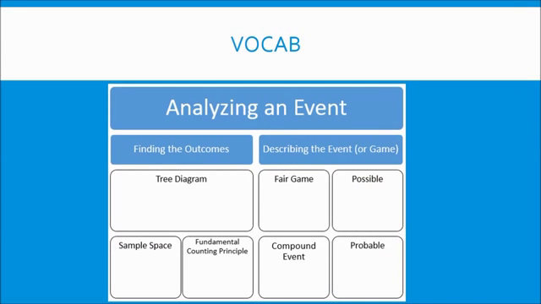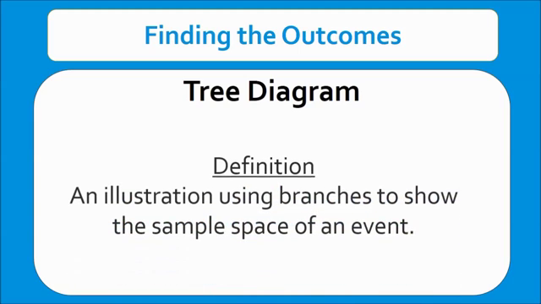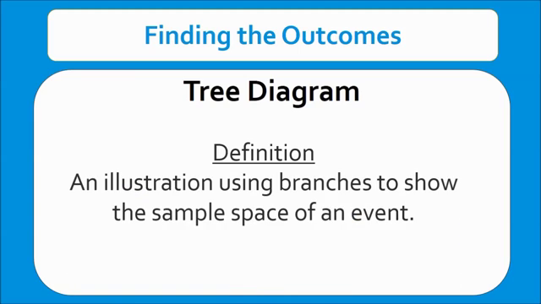This video is going to look at the vocabulary that we need moving forward in order to talk about how we can analyze an event that has multiple different actions in it. So let's go through some of our vocabulary. First, we have a tree diagram. A tree diagram is an illustration that uses branches to show the sample space of an event.